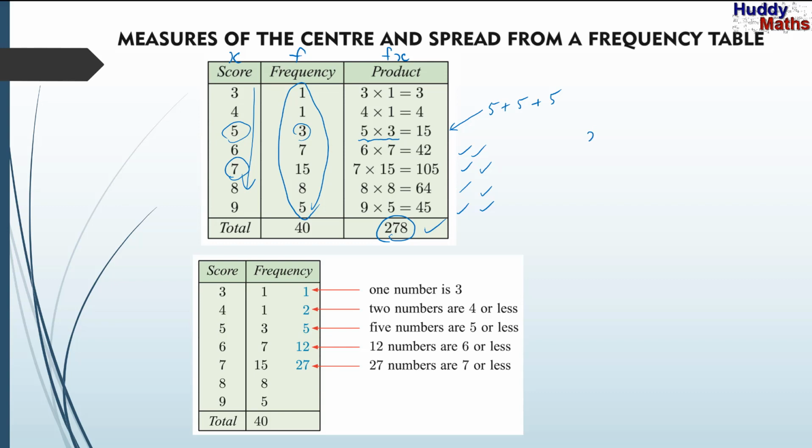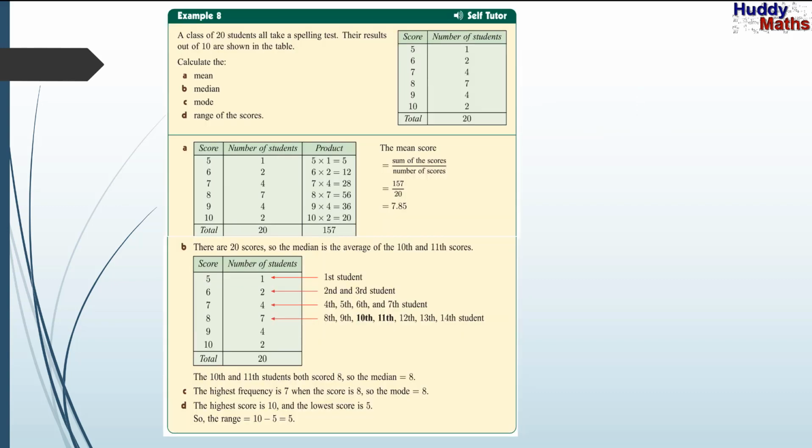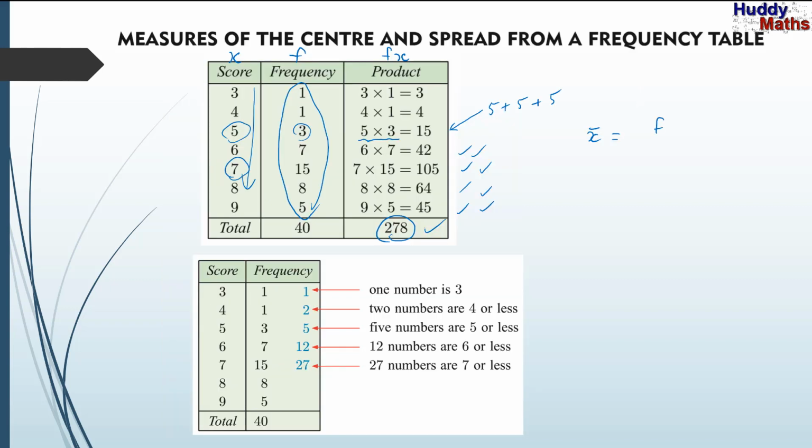So x bar would be the sum of fx on n, which is all the f's times the x's, a big total, 278 on 40. Can you do that? What is that? 6.95 exactly, I think. You might have to check that one on your calculator.